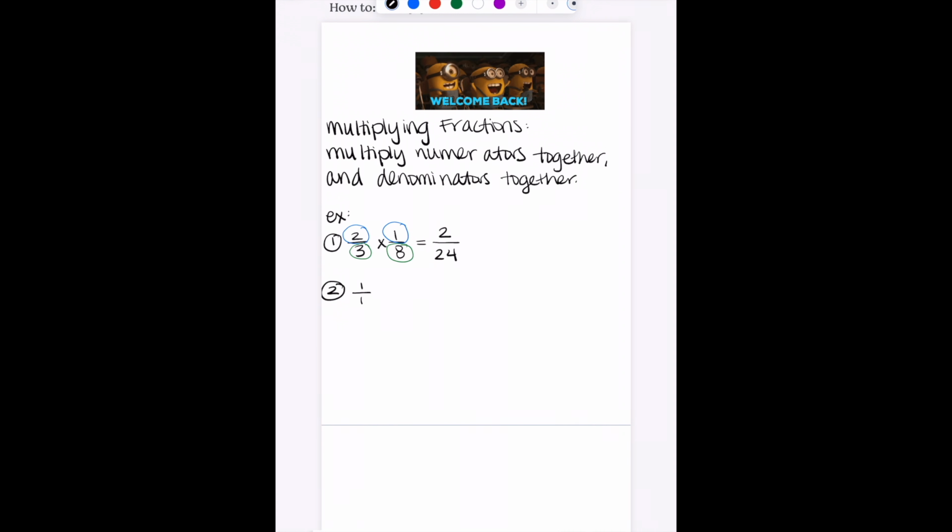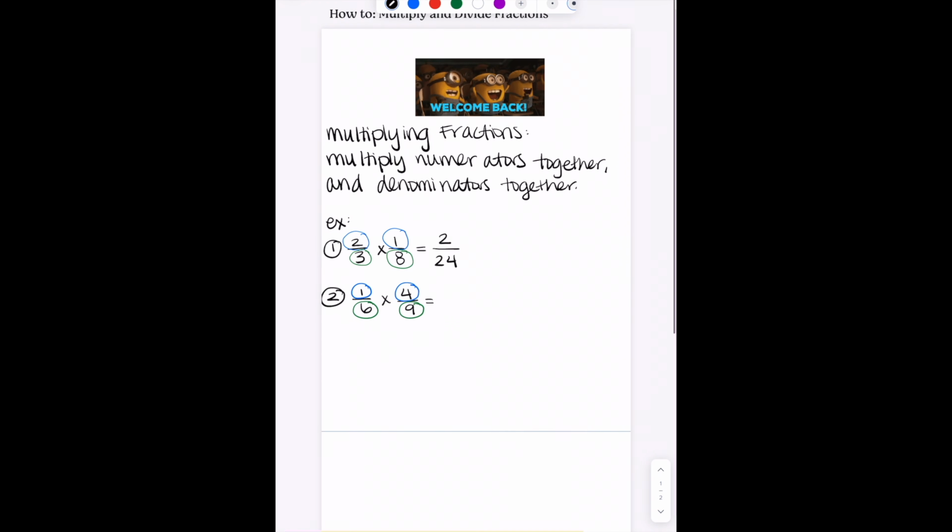Now let's move to number 2. We can do 1/6 times 4/9. I'll again circle our numerators. Our numerators are 1 and 4, and our denominators are 6 and 9. So we'll do 1 times 4, that will give us 4 as our numerator. And then we will do 6 times 9, that'll give us 54 as our denominator. So we'll get 4/54 for number 2.